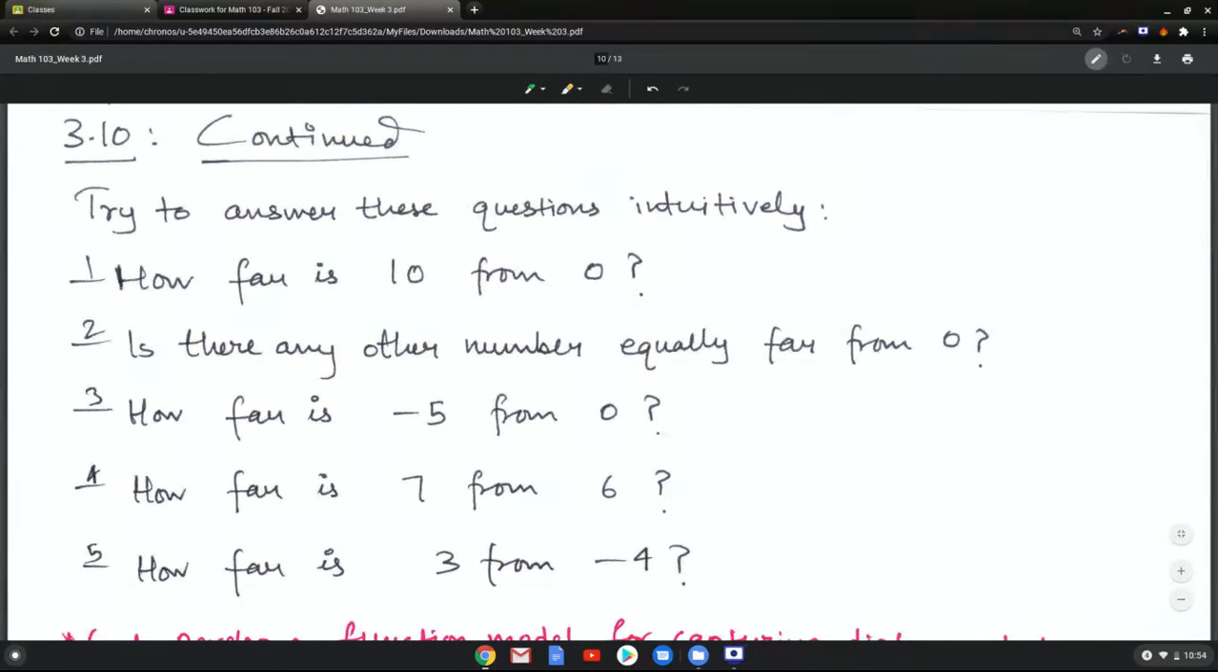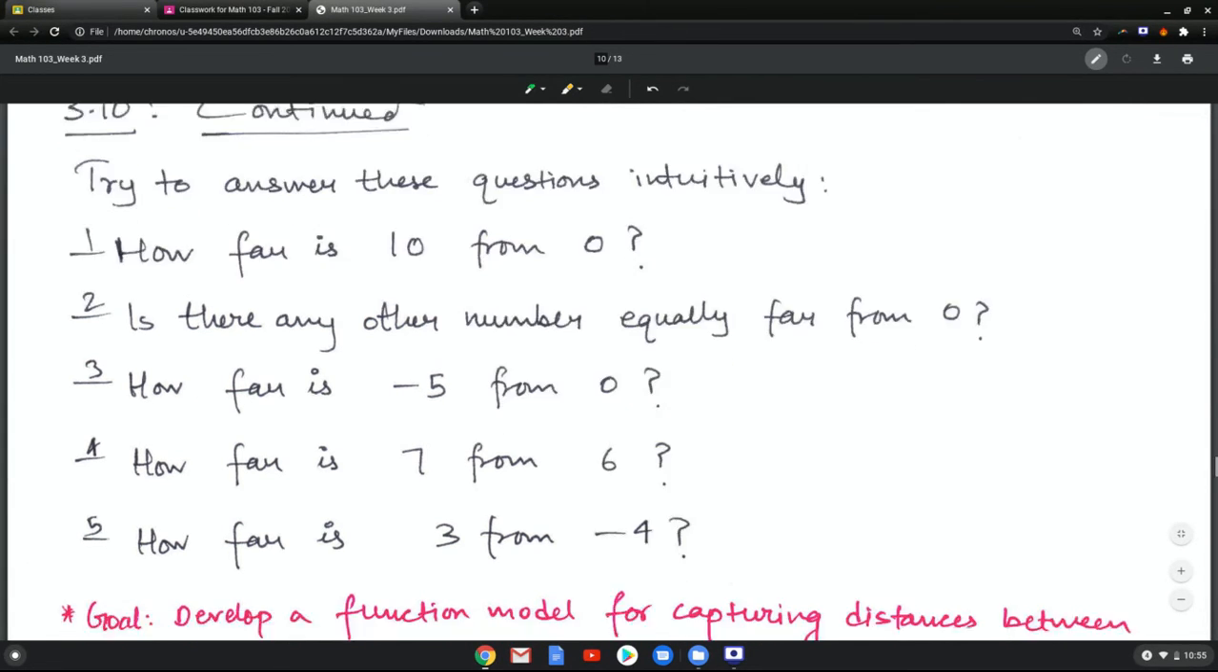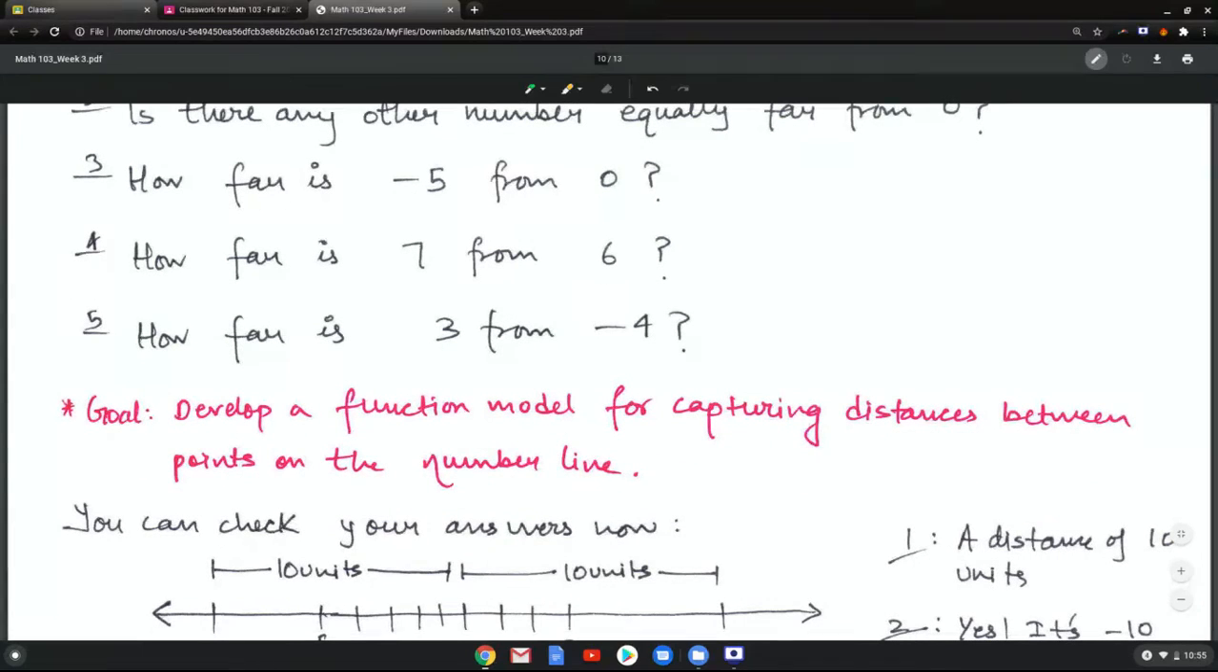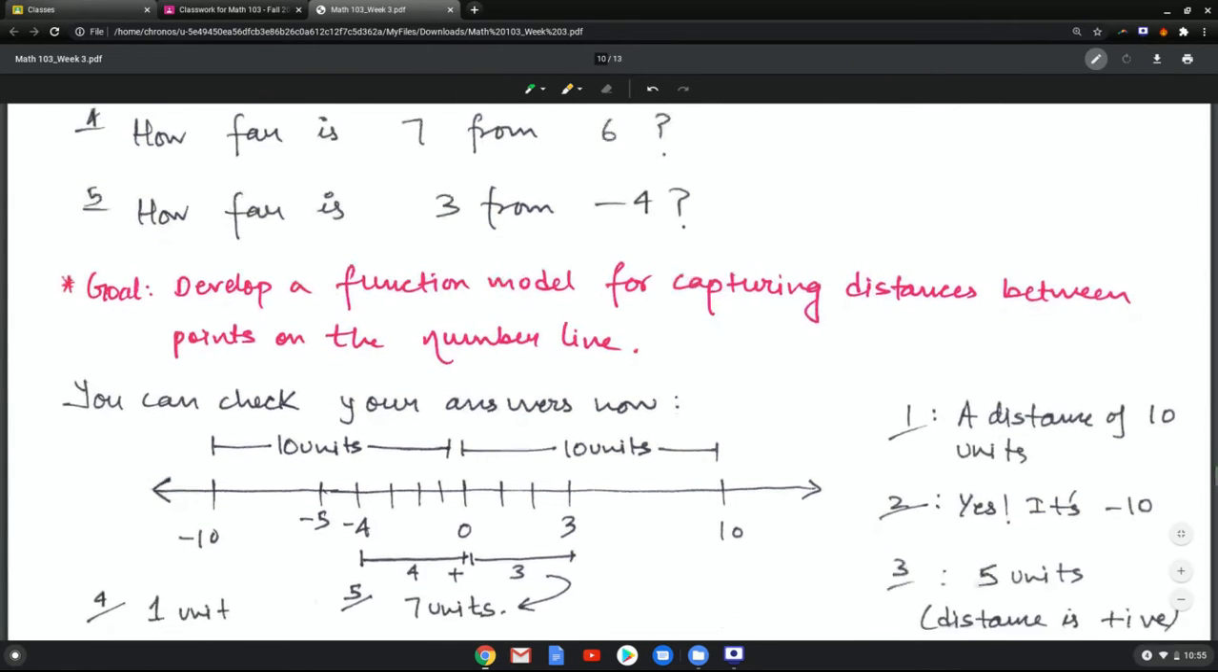I ask you these questions and I ask you to answer them intuitively. How far is the number 10 from 0? Is there any other number equally far from 0? How far is negative 5 from 0? How far is 7 from 6? How far is 3 from negative 4? Try and answer these problems. And the goal is to develop a function which models the capturing of distances between points on the number line. And you can check your answers here.